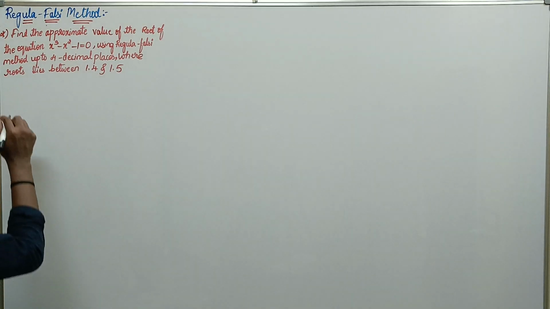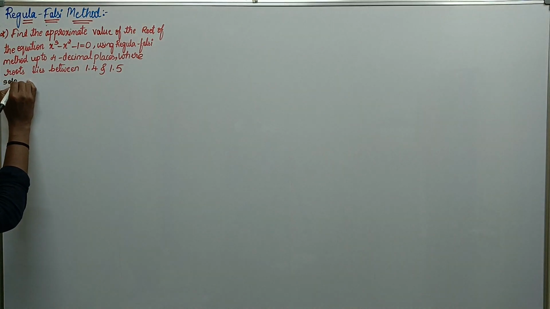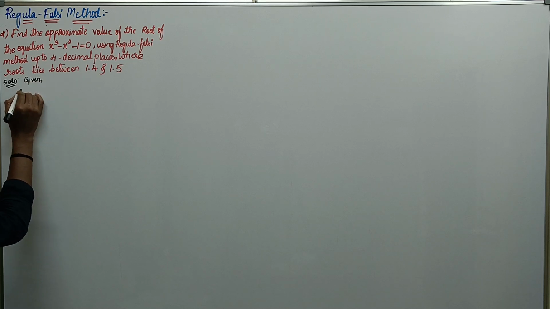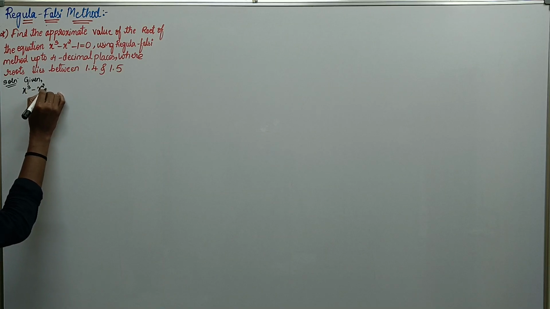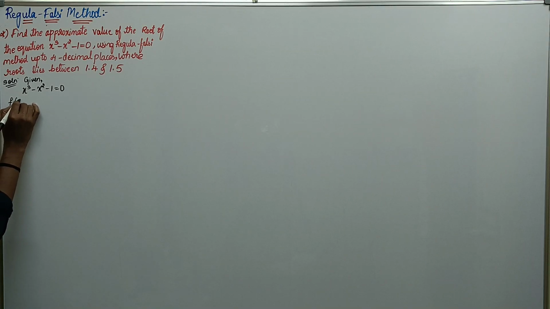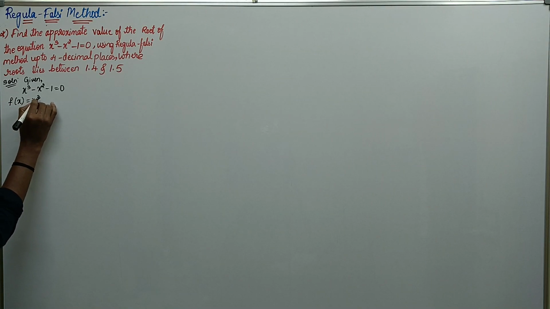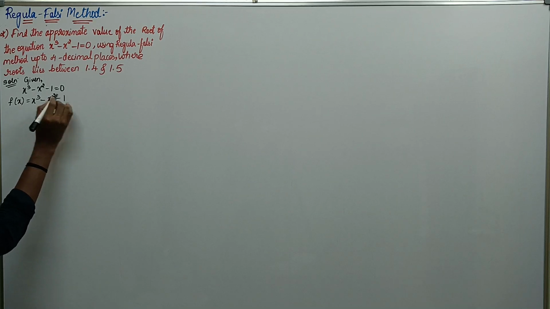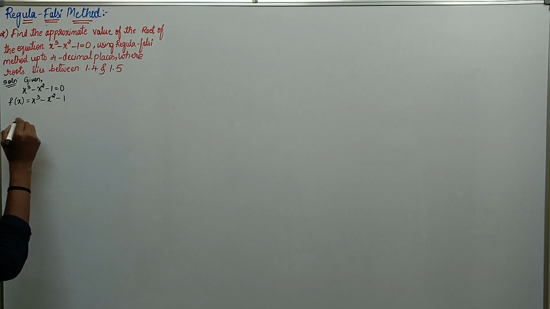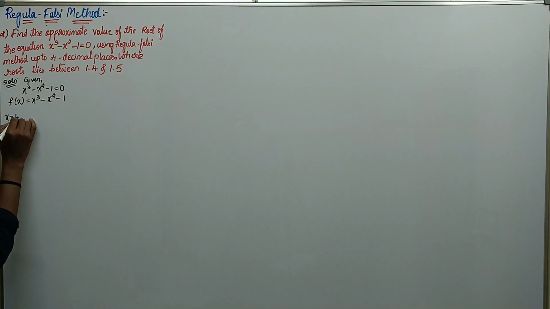First, the solution. Given, represent the equation. Always the equation should be equal to 0. Then after representing the equation equal to 0, define f of x. f of x equals x cube minus x square minus 1. Since they have only given that the root lies between 1.4 and 1.5, substitute those values.